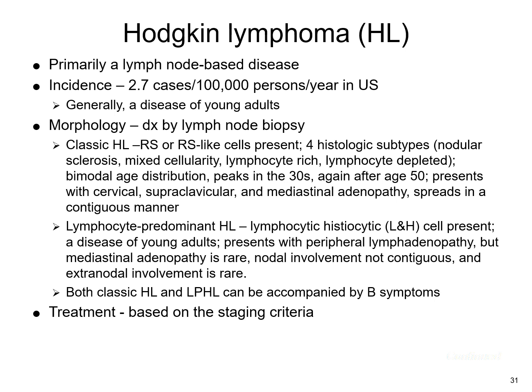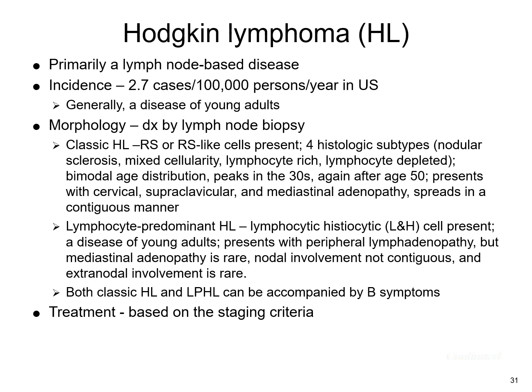With classic Hodgkin lymphoma, what we're looking for is the Reed-Sternberg cells or the Reed-Sternberg-like cells to be present. There are 4 histological subtypes to this disorder. There is a bimodal age distribution with peaks at about 30 years of age, but then you can also see a peak again at about age 50. And it can present with cervical, supraclavicular, and mediastinal adenopathy, and it can spread in a contiguous manner.